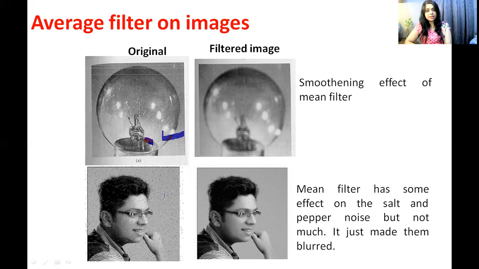Here you can see that in this image there is salt and pepper noise. Salt and pepper noise means black pixels on a white area and white pixels on a black area. That is removed, but not completely removed, it is only blurred. You can see that this noise still exists if you observe carefully. It is not completely removed, but we have blurred the noise. So the mean filter has some effect on salt and pepper noise, but not much. It just made them blurred.